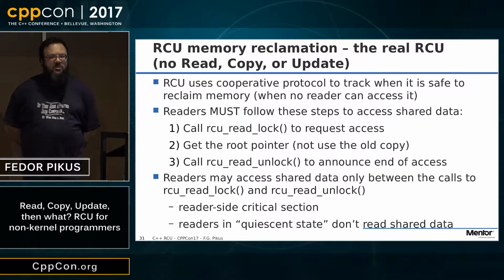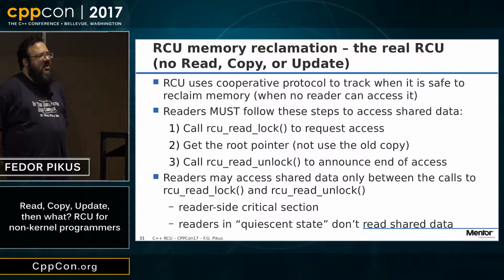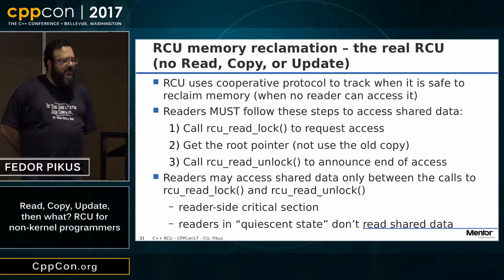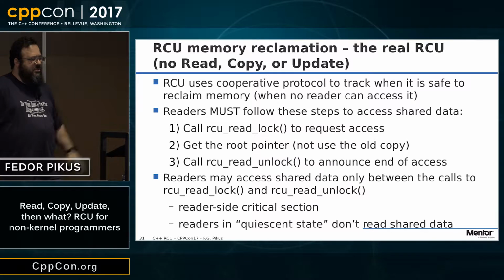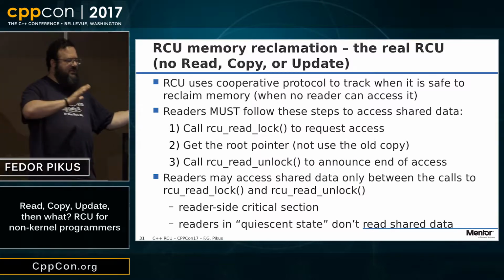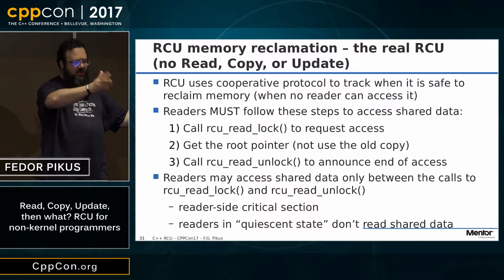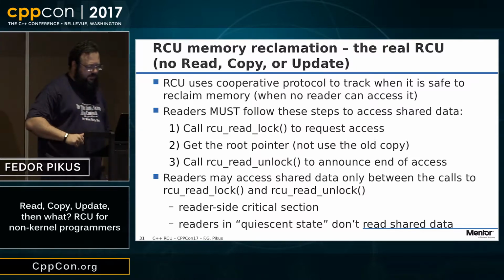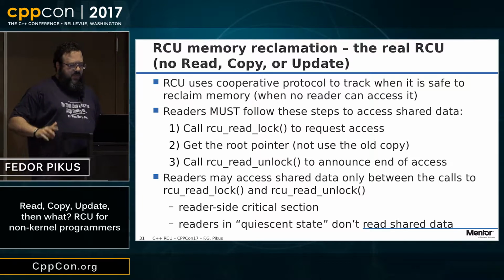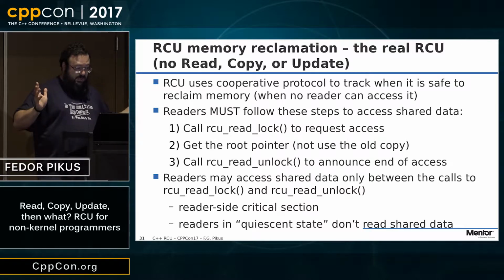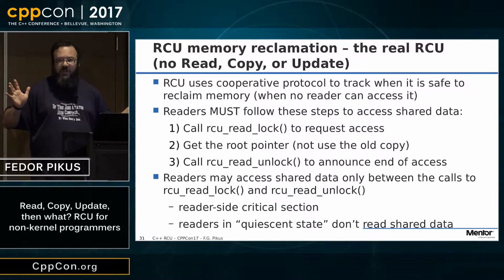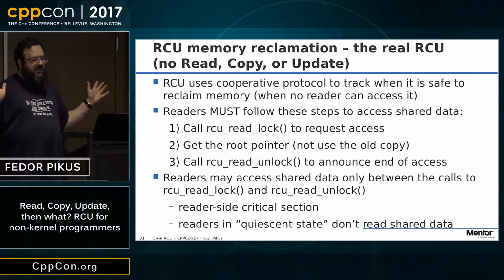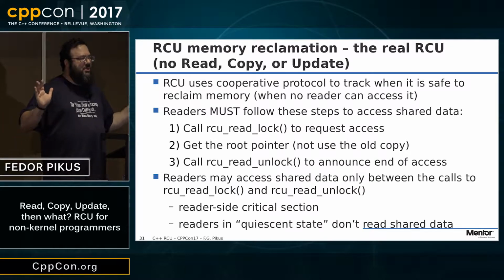You also promise to never access the shared data between the calls to unlock and lock, so between unlock and lock. I'll show you the picture in the next slide. The space between lock and unlock is commonly known as a critical section, so here it's a reader side critical section. And what's not in the reader side critical section is called the quiescent state. That's when the readers do not read shared data in the quiescent state.